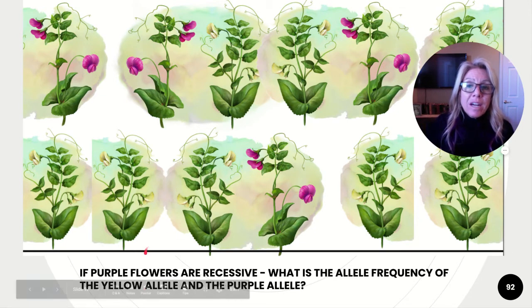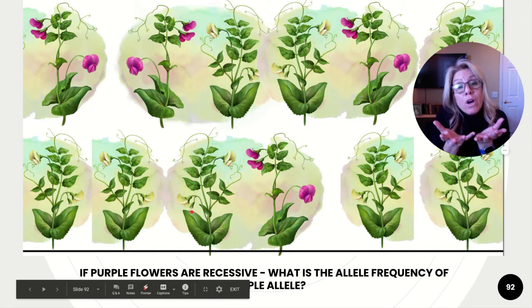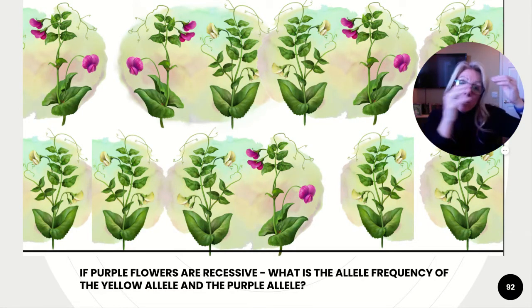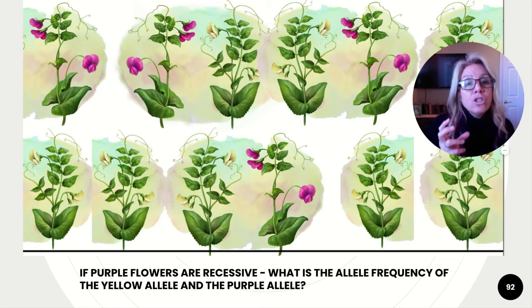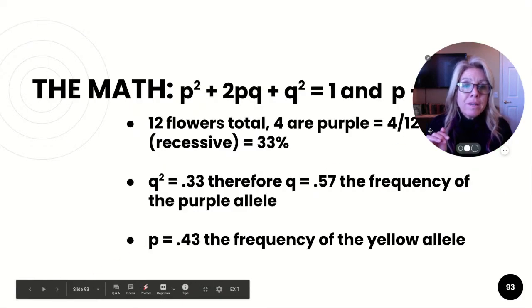Because remember, these yellow ones could be PP or they could be PQ. We wouldn't know because yellow is dominant over purple. So any of these yellow flowers could be hiding the purple trait. So that's why I need to use the recessive trait, because that's the only clean number I've got. Because the only way to be purple is if you're Q squared. So 4 out of the 12 show that recessive trait.